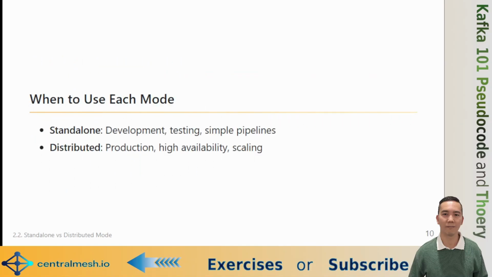Choosing between these two modes depends on your environment. Standalone mode is best for development, testing, and simple pipelines where fault tolerance is not critical. Distributed mode is the right choice for production systems where you need scalability, high availability, and automatic recovery. In the next lesson, we'll move into the Kafka Connect REST API and see how distributed mode is managed in practice.